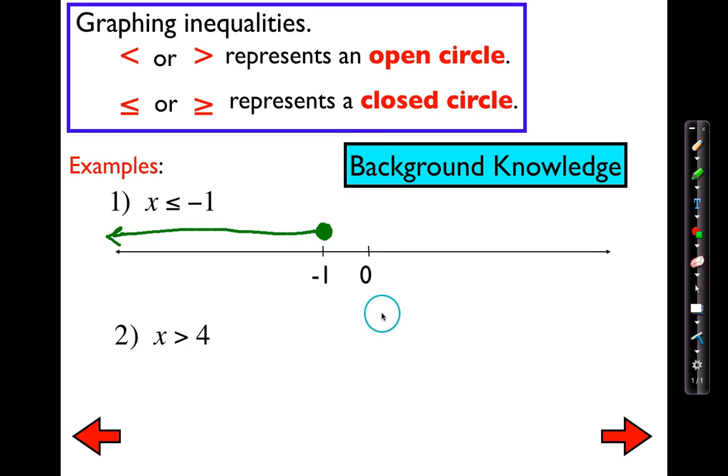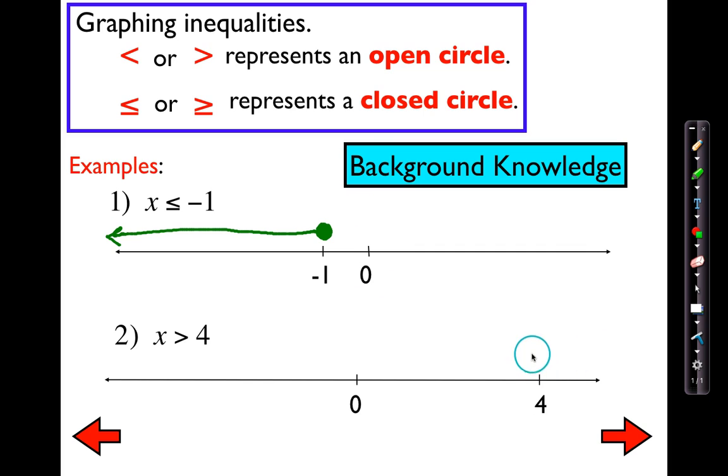So for number 2, x is greater than 4. So first you're just going to start with an open circle at 4. Since it's greater than, we're going to go to the right this time. And because it's not equal to, we are going to leave it open. Okay, so generally speaking, if you're going to see this equal to symbol, you would go ahead and fill it in.